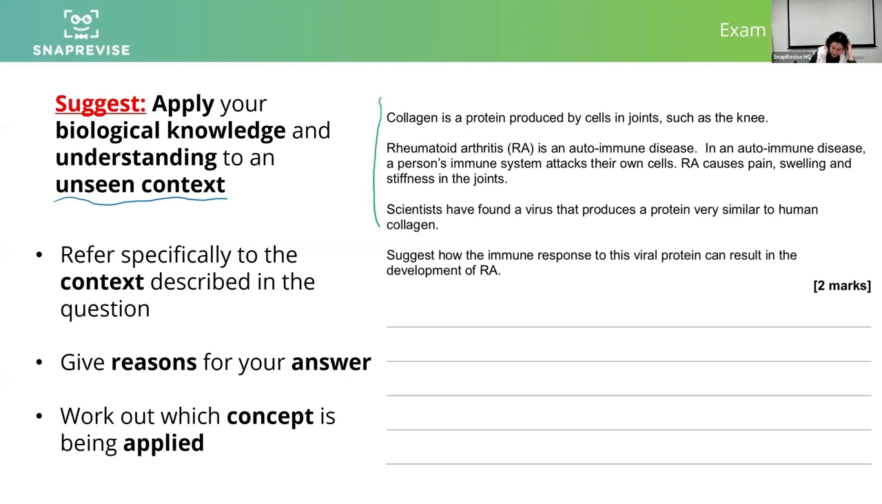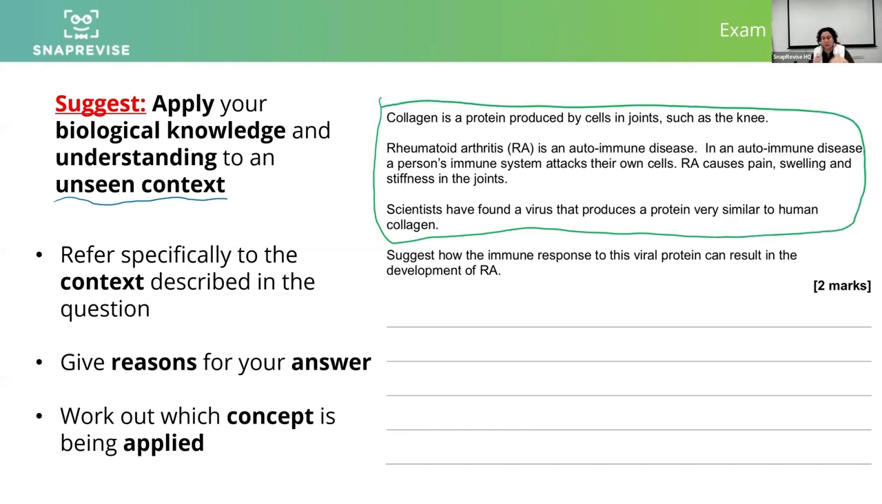And it's also an unseen context. Yes, you've learned about some aspects of autoimmune disease, just a little bit, with small references. You know what proteins are, you know what viruses are, so you can understand this question, but it's an unseen context. Nowhere in your specification do you learn about rheumatoid arthritis. So this is the unseen context.